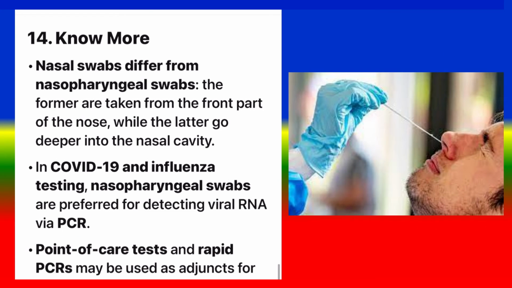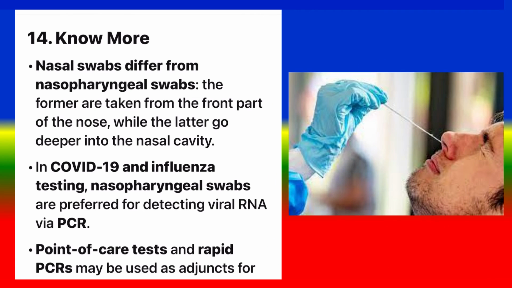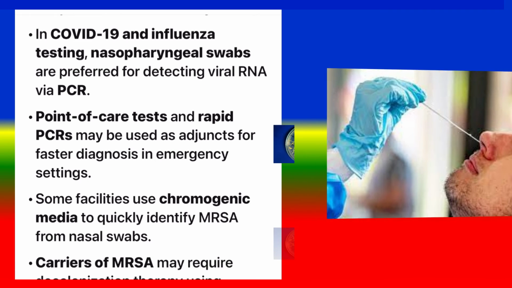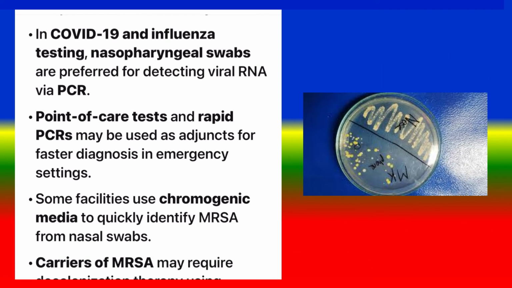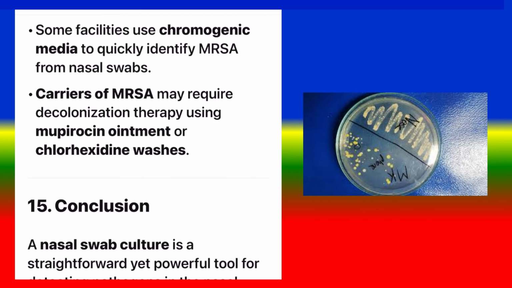14. Additional notes. Nasal swabs differ from nasopharyngeal swabs. The former are taken from the front part of the nose, while the latter go deeper into the nasal cavity. In COVID-19 and influenza testing, nasopharyngeal swabs are preferred for detecting viral RNA via PCR. Point-of-care tests and rapid PCRs may be used as adjuncts for faster diagnosis in emergency settings. Some facilities use chromogenic media to quickly identify MRSA from nasal swabs. Carriers of MRSA may require decolonization therapy using mupirocin ointment or chlorhexidine washes.